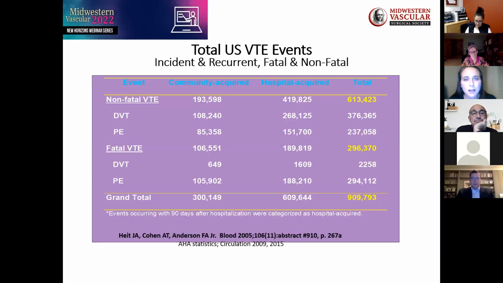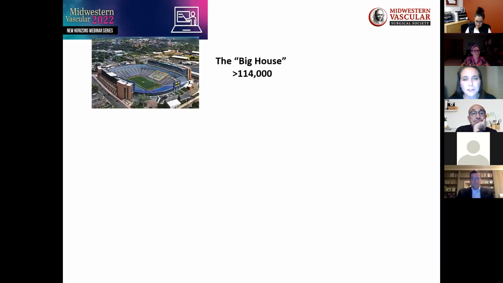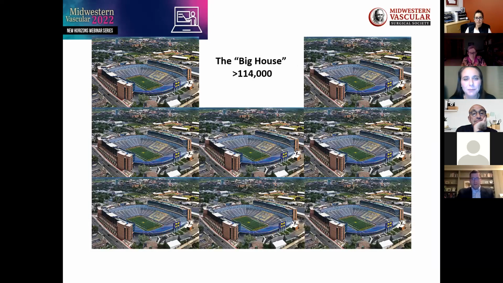As we all know, VTE is a really common problem in the United States. It affects about 900,000 patients per year. If you are a football fan, you may recognize this as being the Big House, the largest collegiate football stadium in the United States. It holds about 114,000 people. You can imagine this filled 8 times over with patients. This is how many people are affected by VTE yearly.